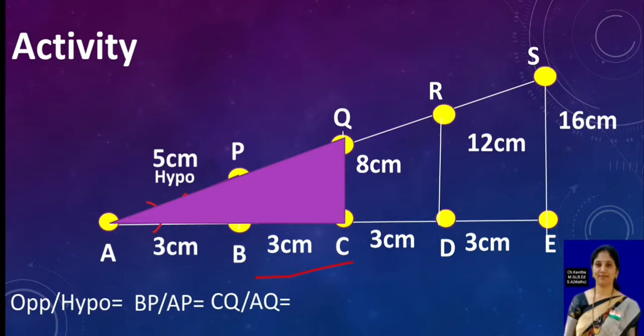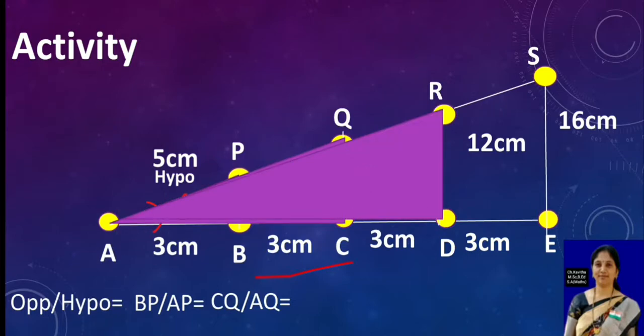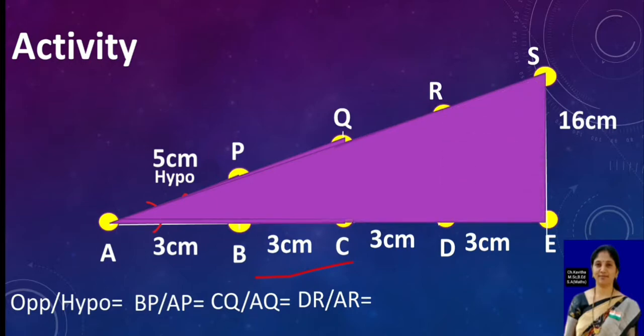And for the other triangle, consider ADR. Here also, if you observe the ratio of the opposite by hypotenuse, what is the opposite here? DR by hypotenuse AR. So that gives DR by AR. This is also equal to 4 by 5. You can calculate that. And after that, consider the other triangle, that is AES. Here also, ES by AS, opposite by hypotenuse, is also equal to the same value, that is 4 by 5.